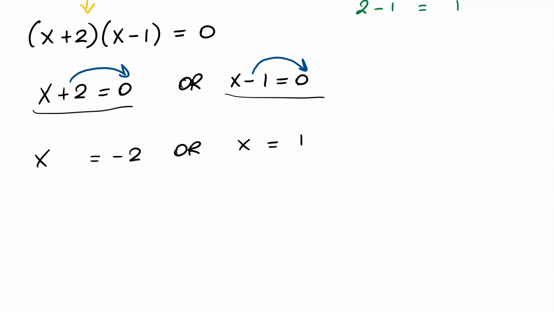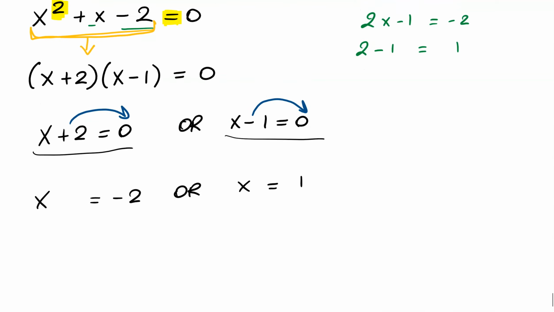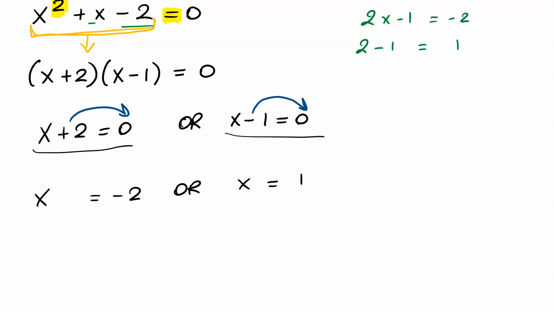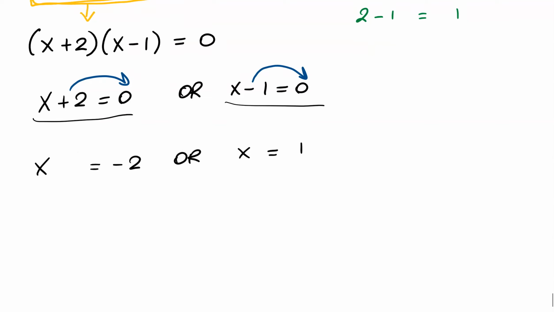Now if I substitute these back into the quadratic here, I should get 0. If I put a negative 2 in over here, negative 2 plus 2 is 0. 0 times anything is 0. If I put 1 in there, I've got 1 plus 2, that's 3, and 1 minus 1 is 0. So 3 times 0 is 0. Therefore, this equation works.